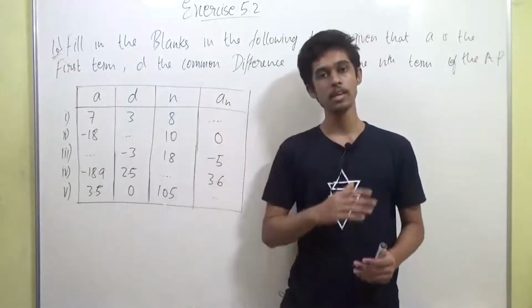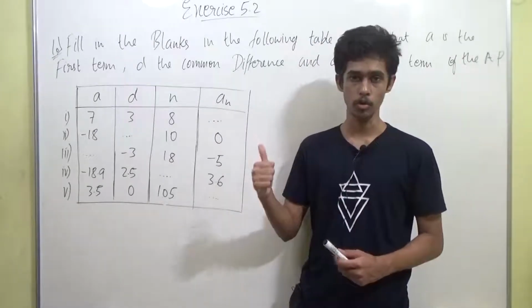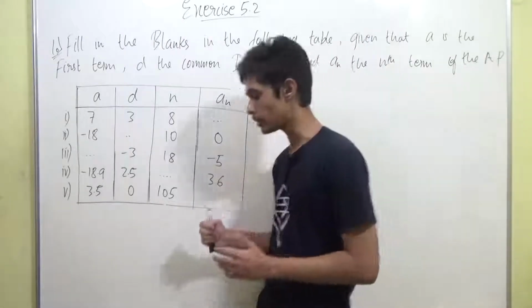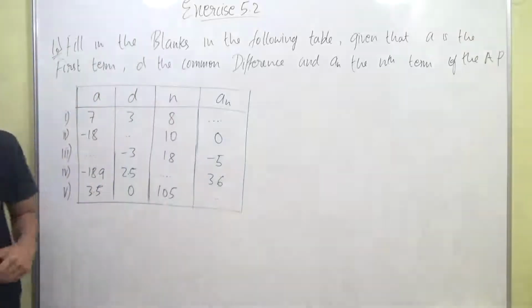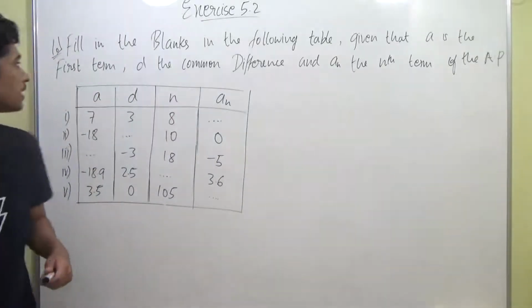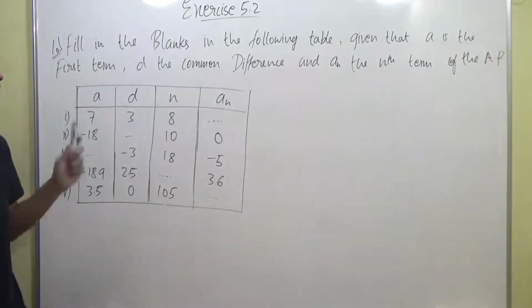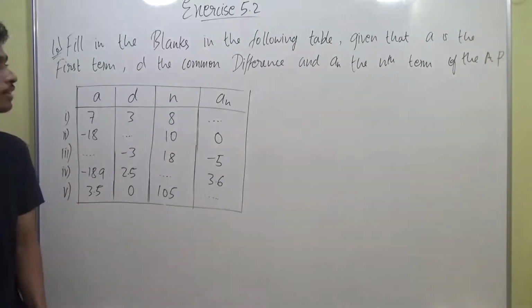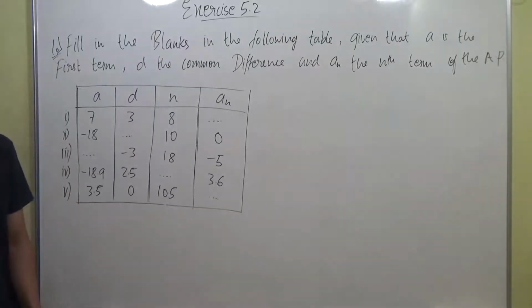So in this lecture guys, we'll solve the entire exercise 5.2. Let's go ahead with the first question. The first question says, fill in the following table given that a is the first term, d the common difference, and a_n the nth term of an AP.